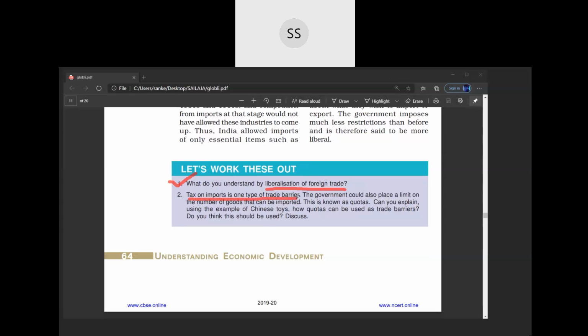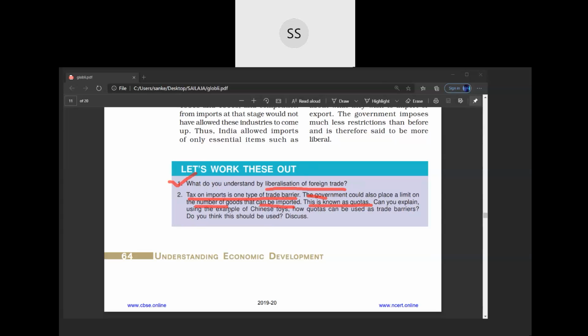Why is the tax put? So that many goods don't come to India. Because if many goods come to India, our producers will go into loss. That is the way the government used to do it earlier. Now the next part: the government could also place a limit on the number of goods that can be imported. The government can fix how many goods will come to India. This is also known as quota. Quota means a fixed amount, like a part of a bread or a part of a pizza. In the same way, a part of the goods. How much of the goods come to India or go out of India is fixed by the government. If it is fixed by the government, that is called a quota.